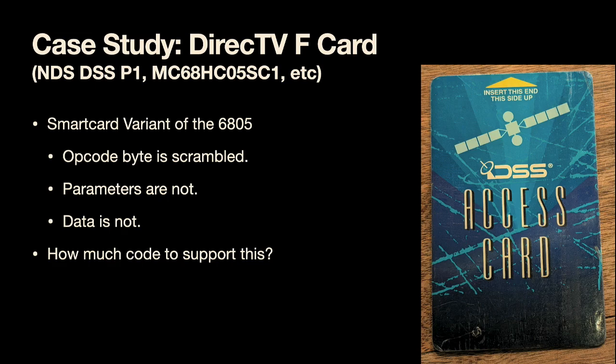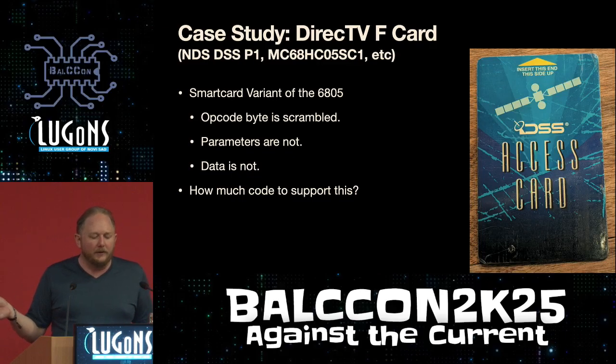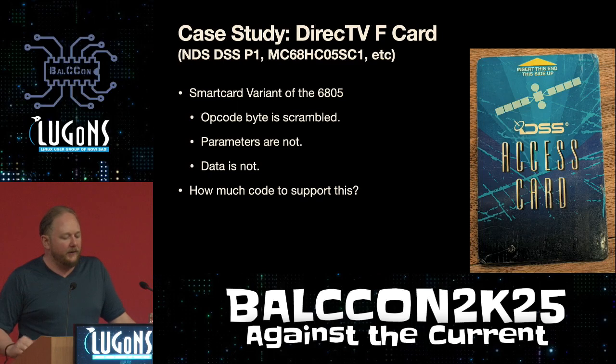As another example, I have this card here. This is a DirecTV F card. There is a company called NDS, and they made smart cards for television services the world over. This was one of their North American cards, and internally it's an MC68HC05SC1, which is a really fancy part number that means that it's a 6805 chip, but the smart card variant. And the smart card variant has hardware scrambling.